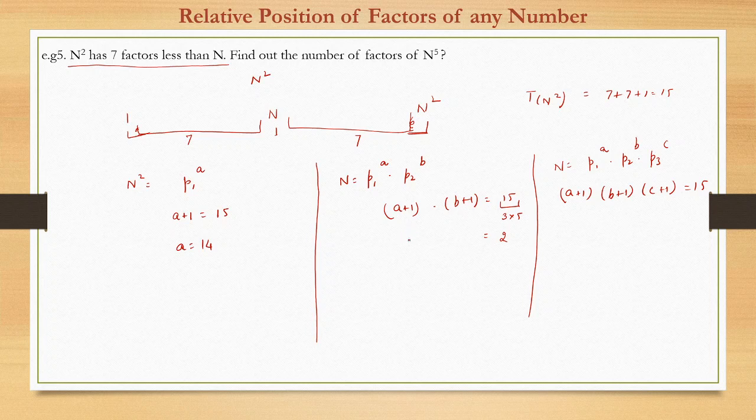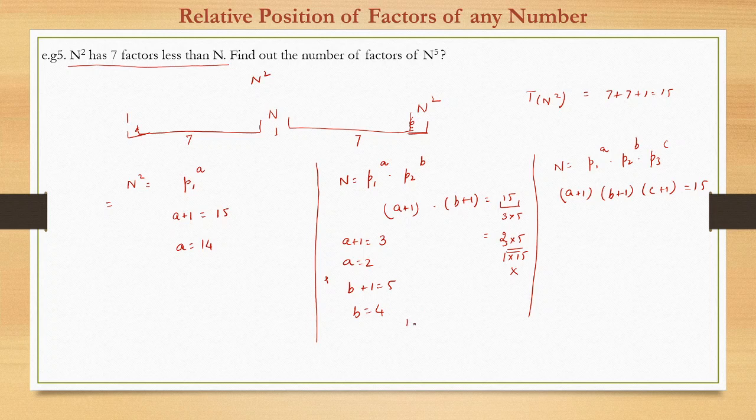So it can be either 3 into 5 or 1 into 15. But if it is 1 into 15, so either of a or b, suppose a plus 1 becomes equal to 1, so a becomes 0 and b becomes 14. This is same as this case what we have taken. So this case would not be possible here. So what remains is 3 times 5. So let us take a plus 1 is equal to 3. So here a gets 2 and b plus 1 is equal to 5. So b is equal to 4.